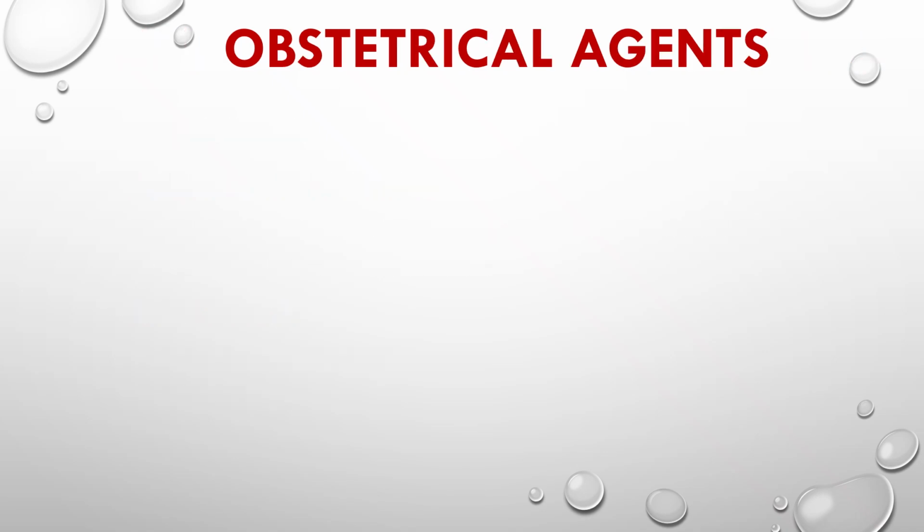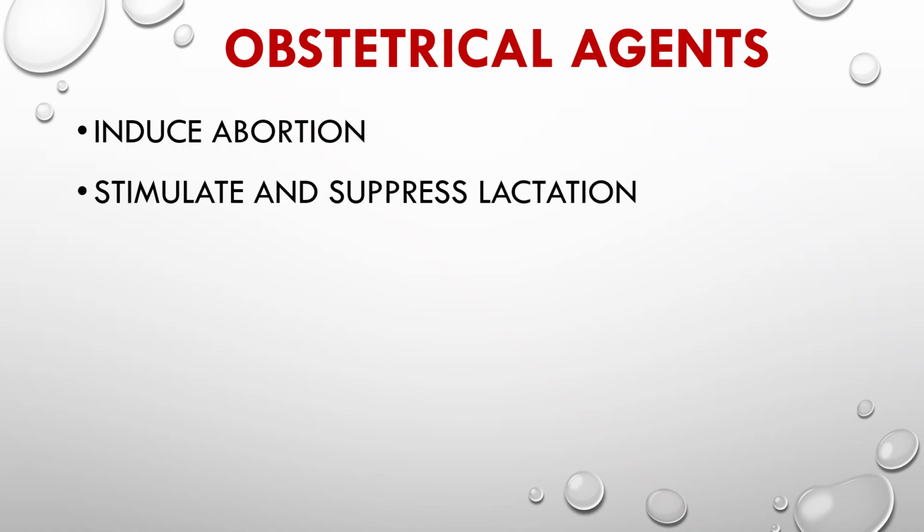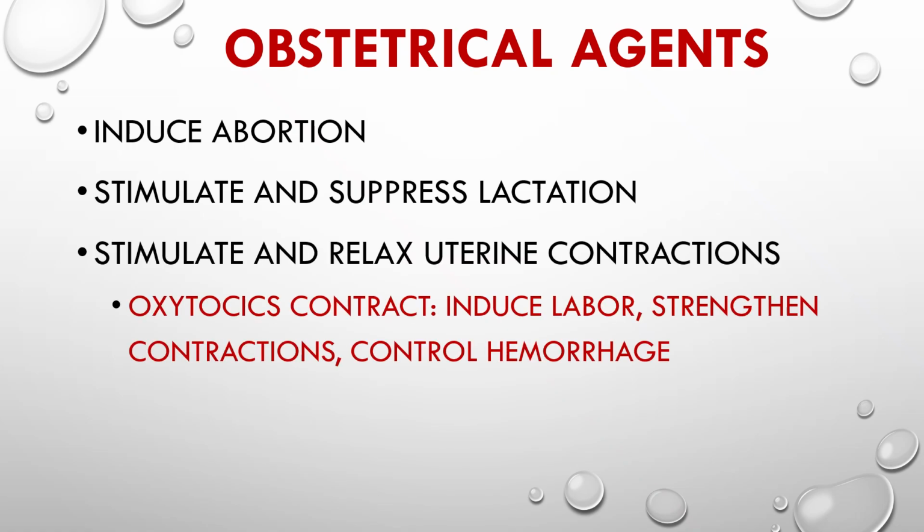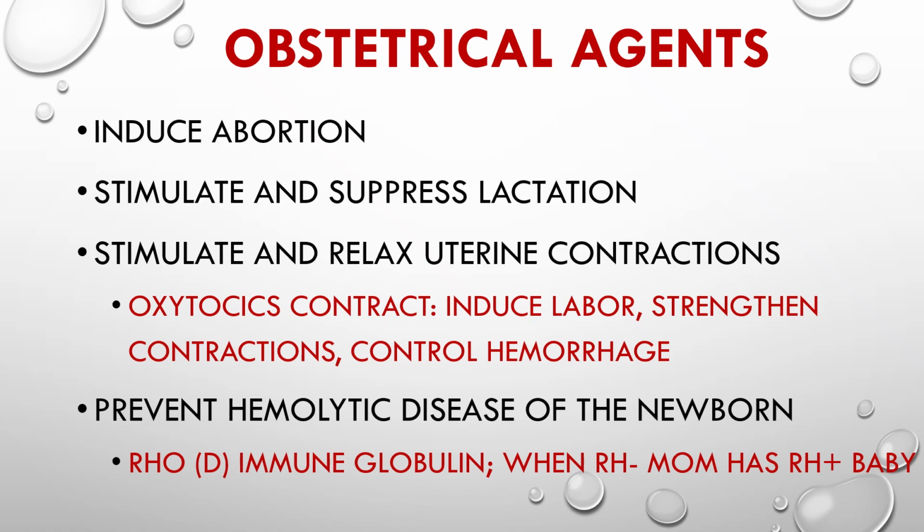We also have some OB agents that are used for those that are pregnant. So some would induce abortion to terminate the pregnancy. Some can stimulate or suppress lactation, thinking about breastfeeding. And then also we can stimulate or relax uterine contractions, like oxytocin, that are going to contract, so that's used to induce labor. Also, it strengthens the contractions and helps to control hemorrhaging during delivery. And then there are others that are used to prevent hemolytic disease of the newborn. And this is called RhoGAM, the drug that helps with that.